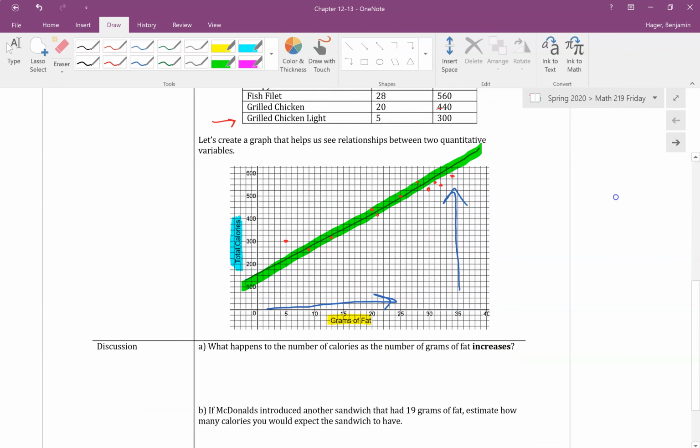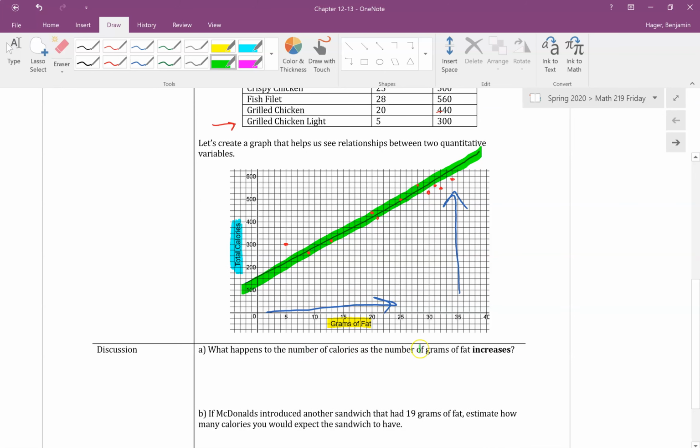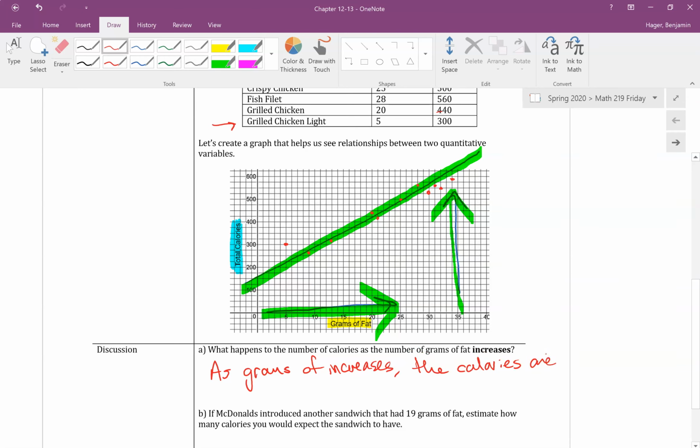And so let's answer a couple of these questions. It says, what happens to the number of calories as the number of grams of fat increases? Well, we just kind of said it, that as the grams of fat increased, we saw the number of calories go up as well, right? That seems to be the trend we're seeing here. So as grams of fat increases, the calories are increasing as well. Okay.